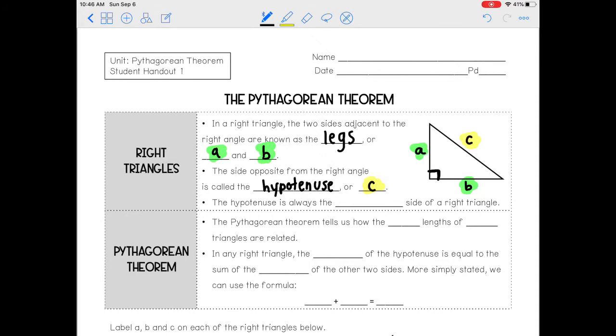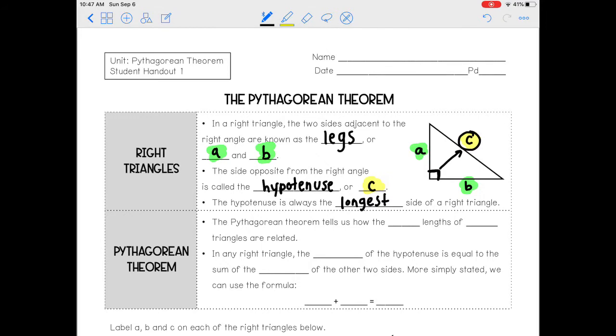When you say adjacent, it means across or the opposite, so that would be C. Or adjacent means touching, sorry. So adjacent would be A and B. So to look at the opposite, the side opposite from the right angle would be C. So the right angle is here, opposite is C right here. The hypotenuse is always the longest side of a right triangle.